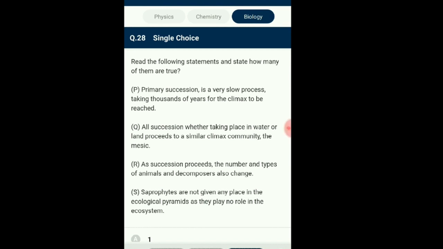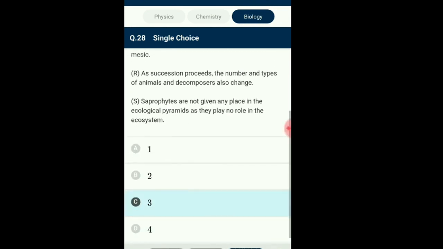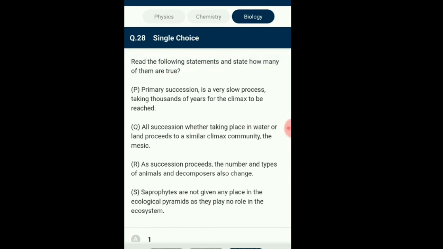Hydrarch succession takes place in water, while xerarch succession takes place in dry areas. Both proceed to mesic conditions that are neither too dry nor too wet. Saprophytes, though they play a vital role of degrading dead matter in an ecosystem, are not given any place in an ecological pyramid. So the answer for this question is option C. There are 3 statements that are true.